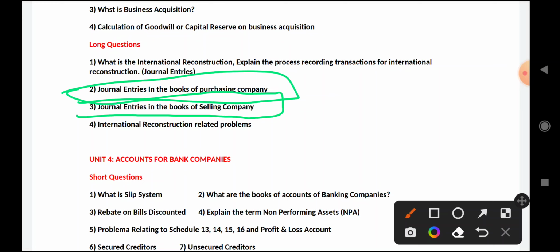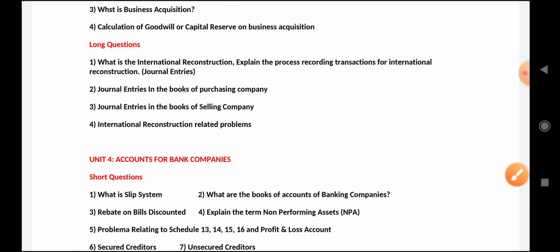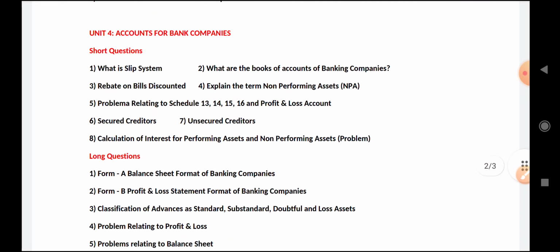purchasing company in the case of business acquisition, the same is there in the books of purchasing company in case of amalgamation: transferor company, selling company, and transferee company, purchasing company. That is what in case of amalgamation we call.